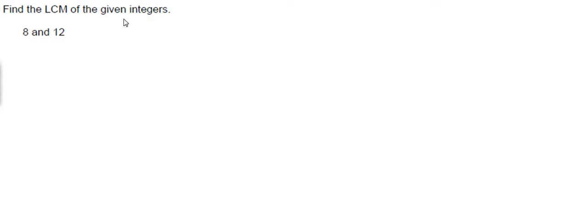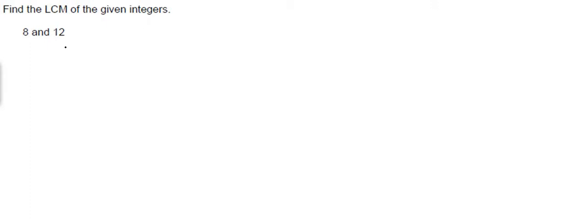Today I'm gonna talk about the least common multiple for two given integers. Today I'm gonna introduce the factoring method. I try to factor the integers into primes. Prime means this number can be divided only by itself or 1.